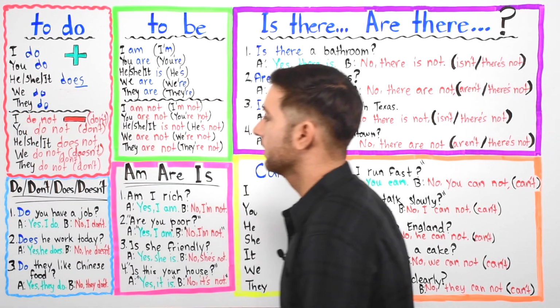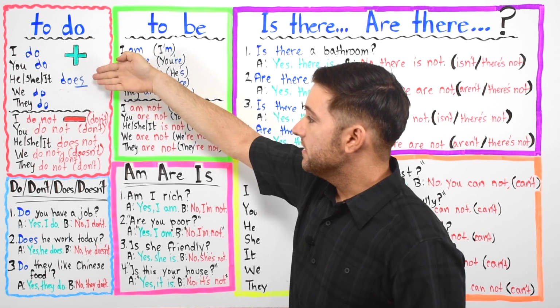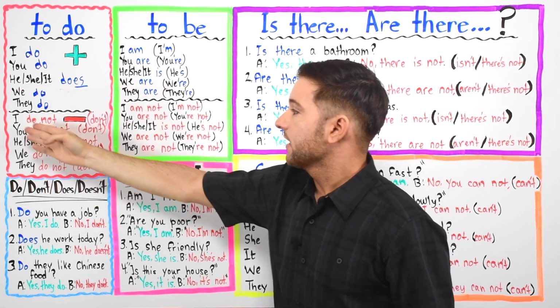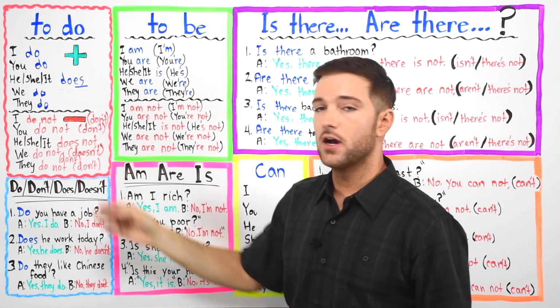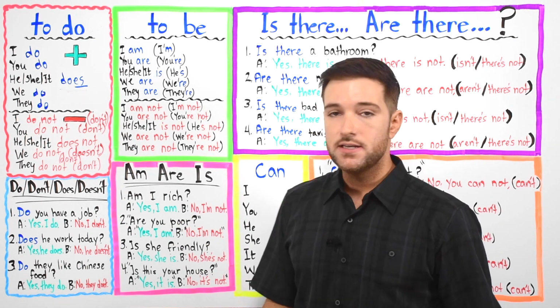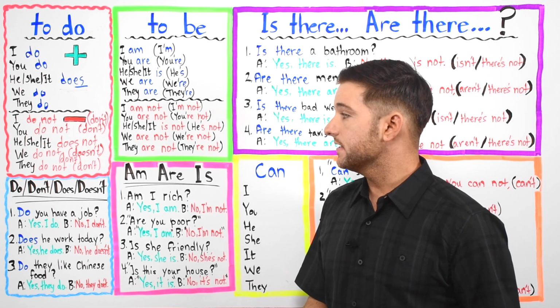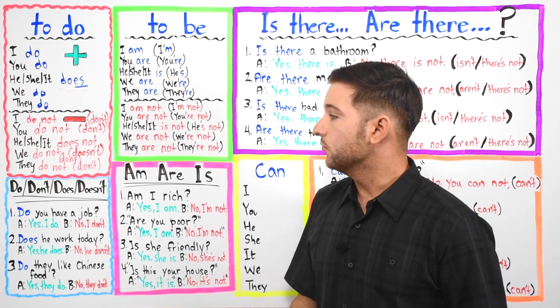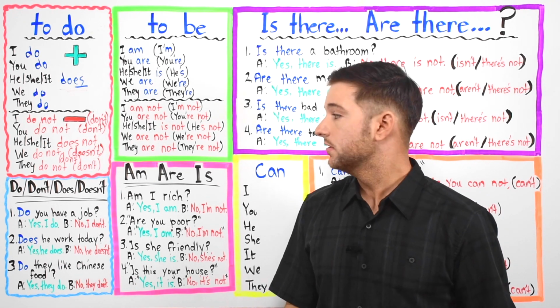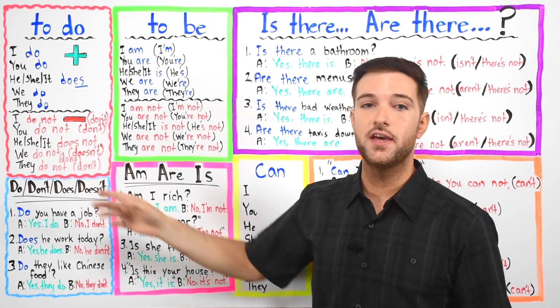Okay, again, I do, you do, he, she, it does, we do, they do. I do not, I don't. You do not, you don't. He does not, he doesn't. She does not, she doesn't. It does not, it doesn't. We do not, we don't. And they do not, they don't.